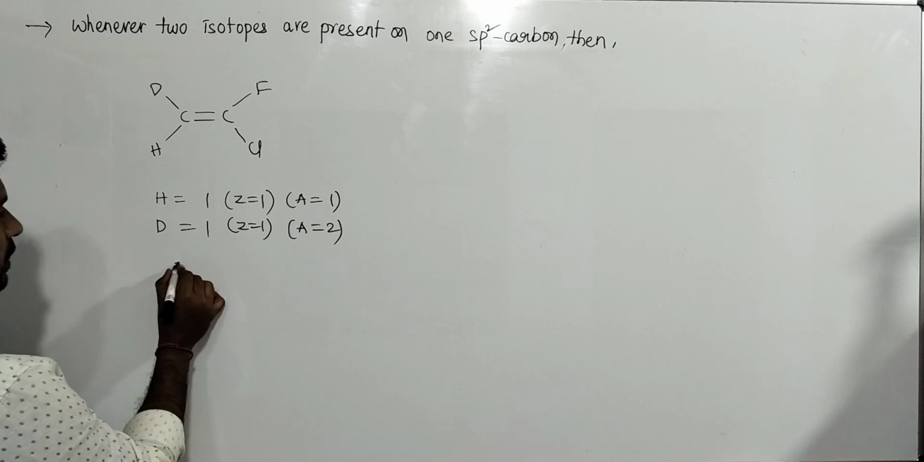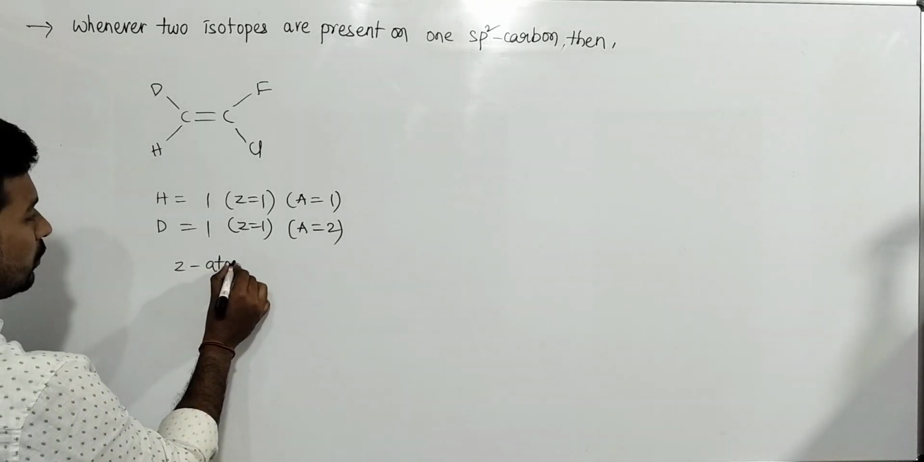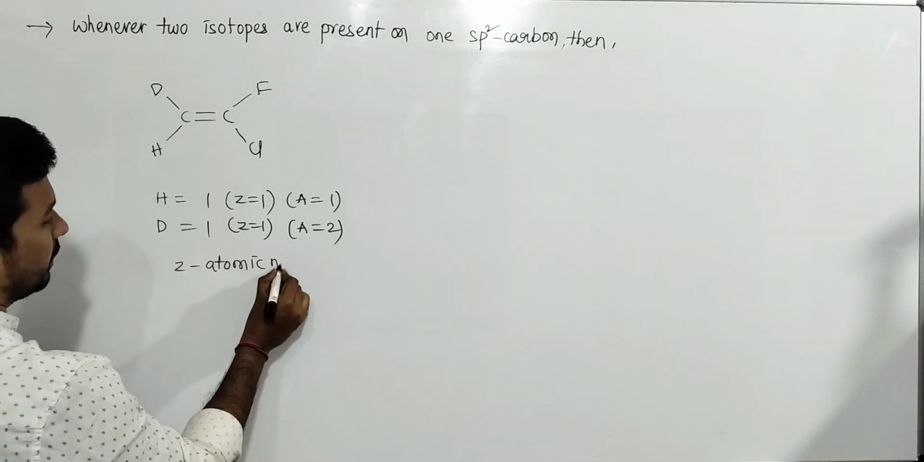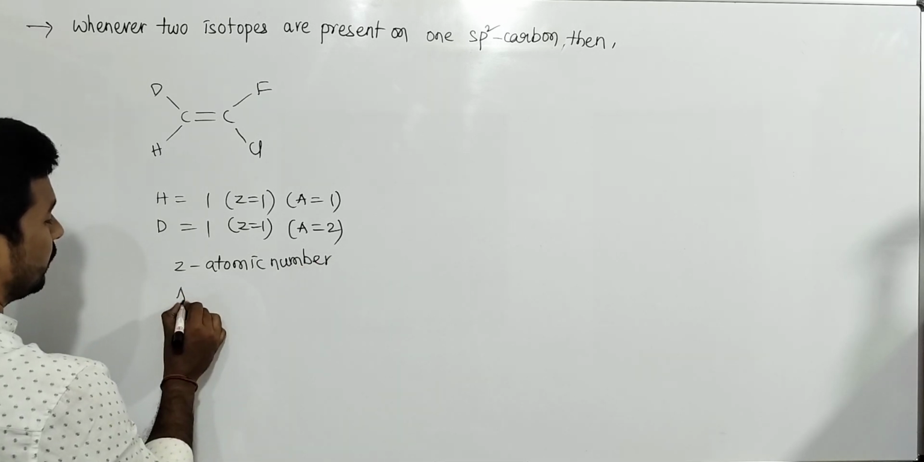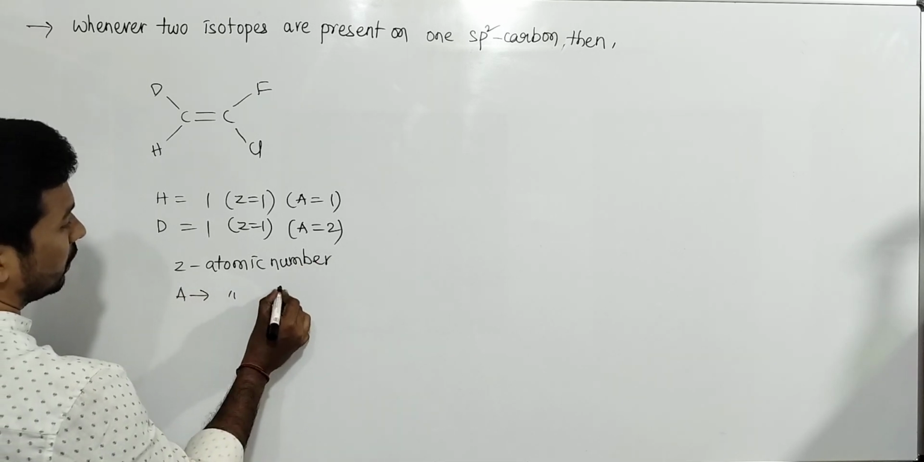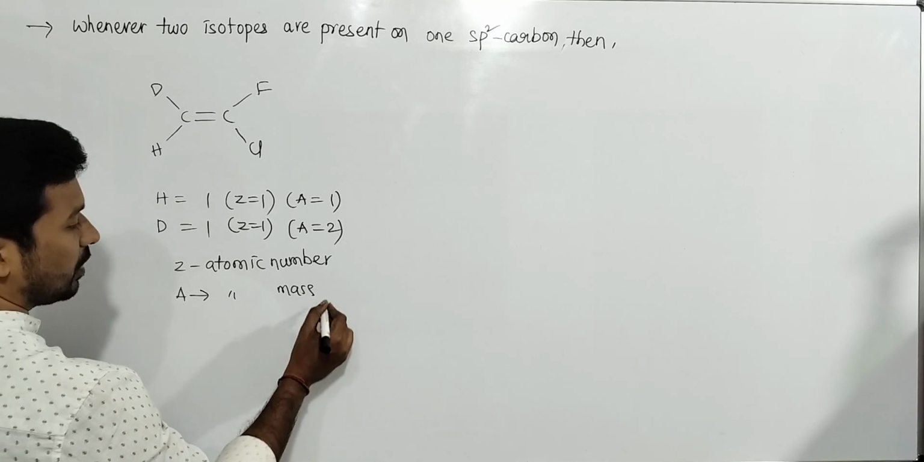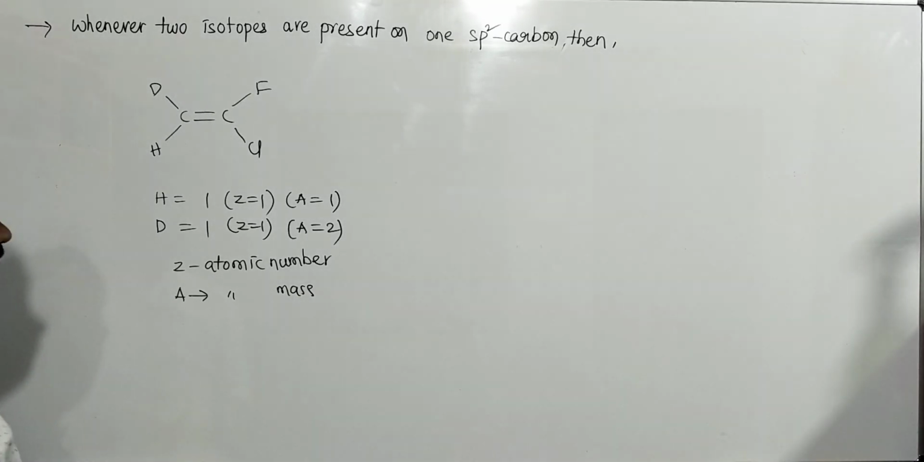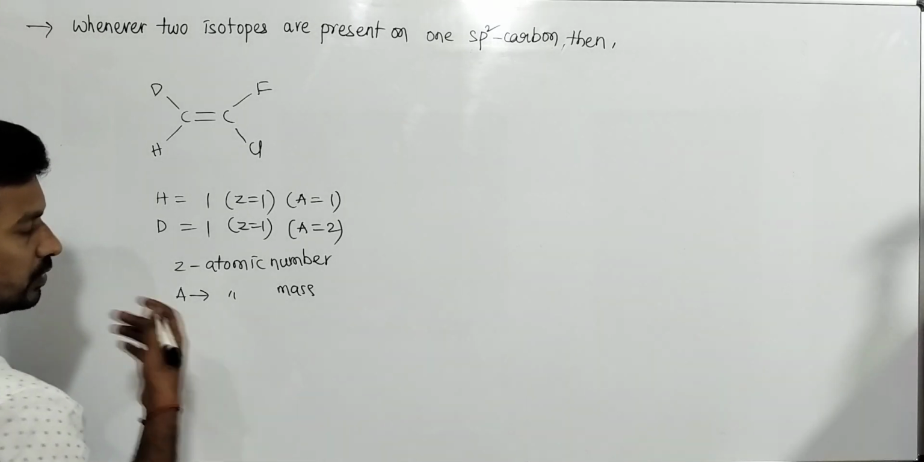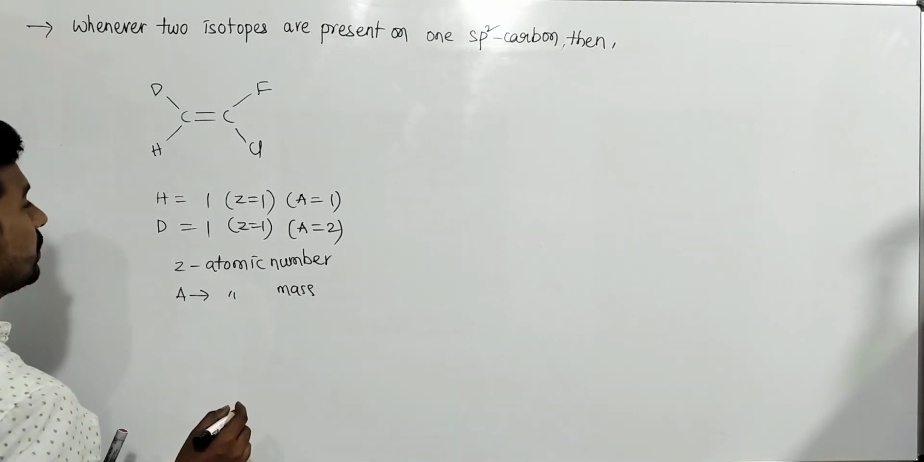Z is the atomic number. Whenever atomic numbers are the same, then verify the atomic mass. A is the atomic mass. Atomic mass is equal to the number of protons plus neutrons. Okay, A is equal to protons plus neutrons.